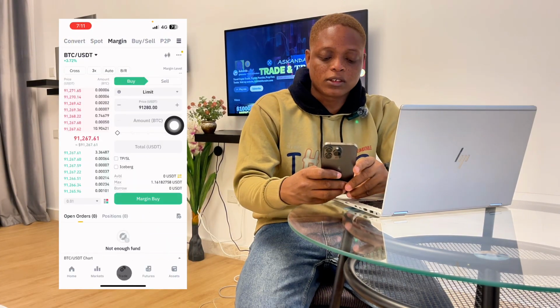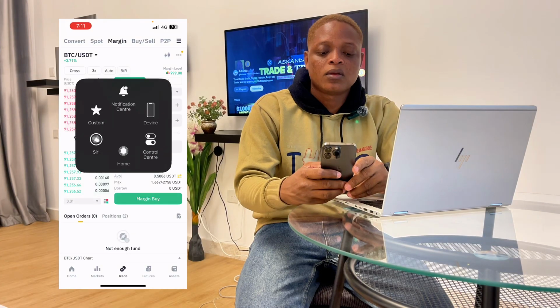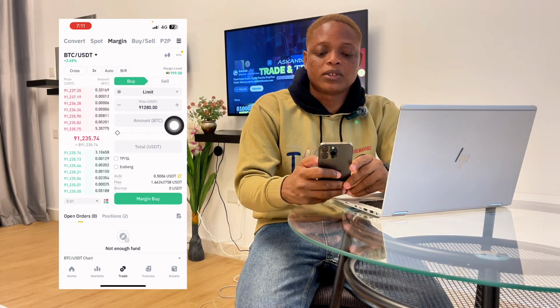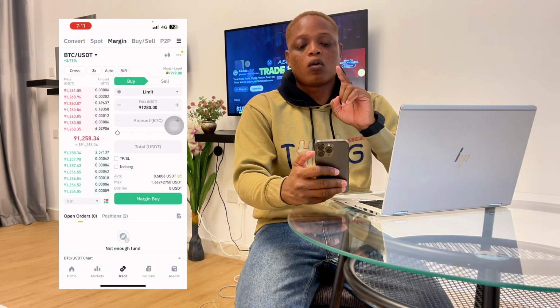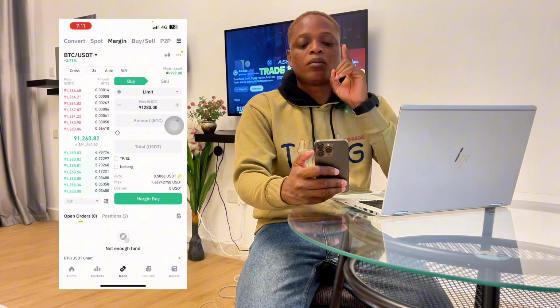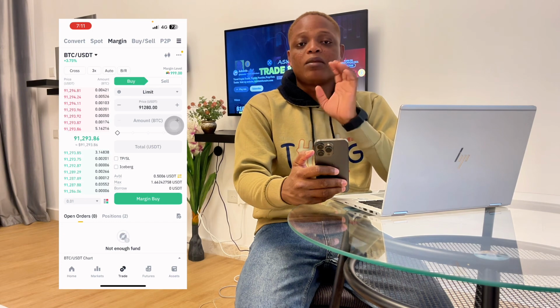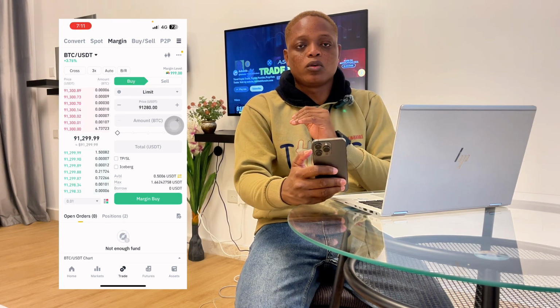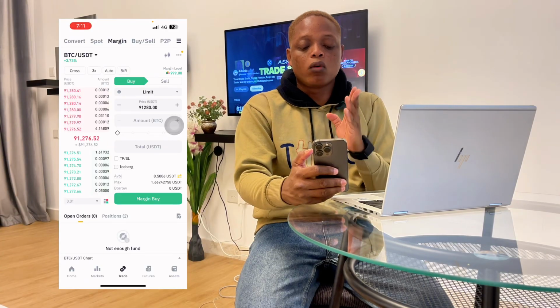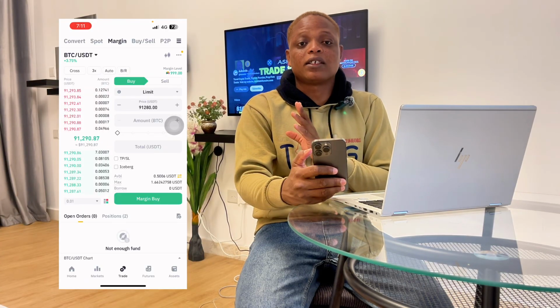So what I'll do next is I'll just click on the trade section. Once I click on the trade section, observe something at the top. In the trade section, we have what we call convert, spot, margin, buy and sell, and P2P. I want you to focus on the features down below. Down below we have home, market, trade, features, and asset.